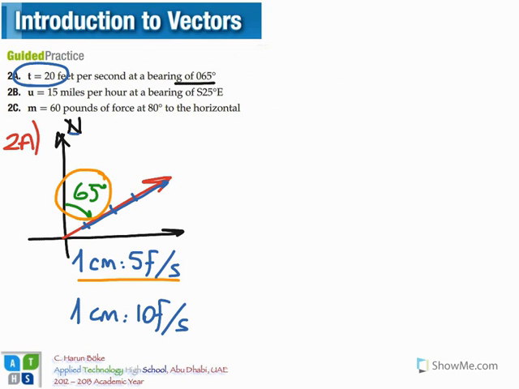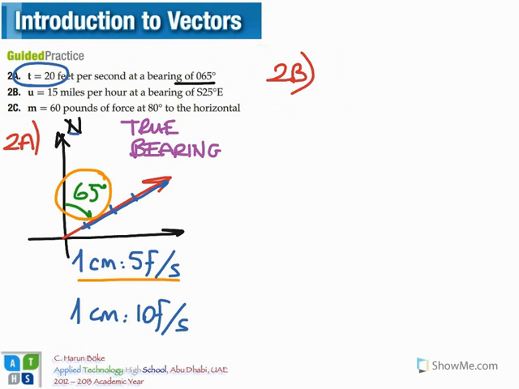Now, this kind of bearing is called true bearing, where you start drawing clockwise from north. Now in 2b, we have a different kind of bearing. The question says u equals 15 miles per hour at a bearing of south 25 degrees east.